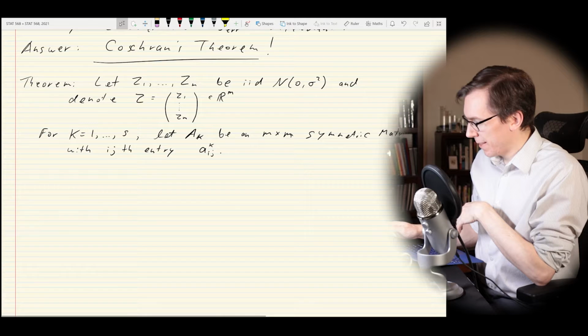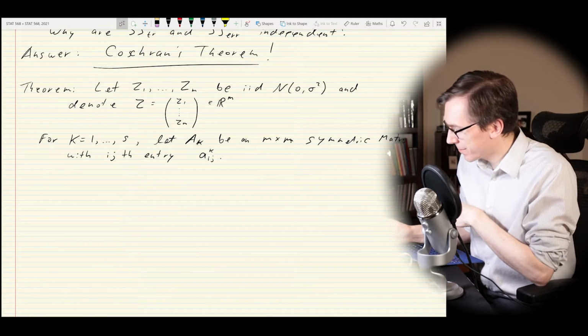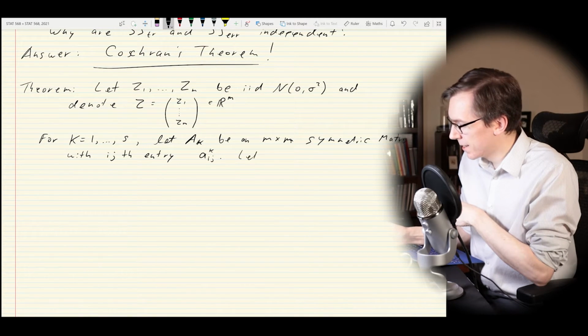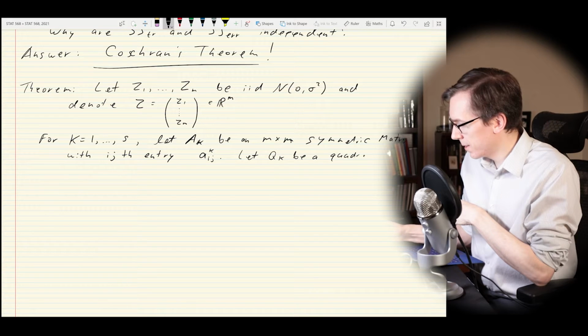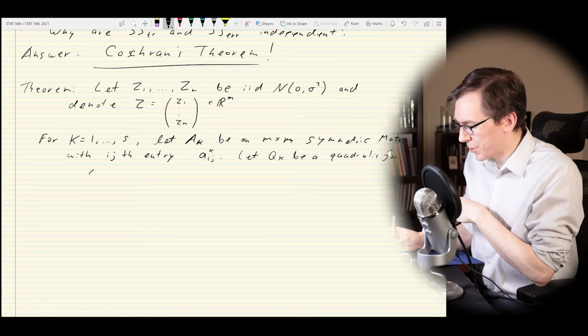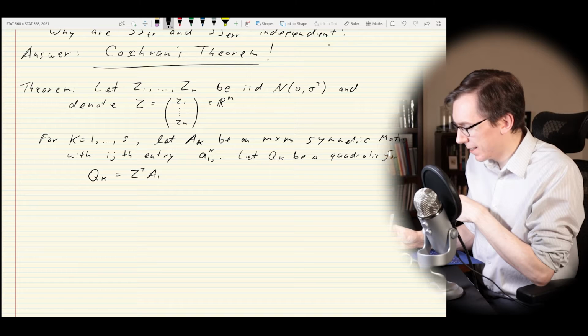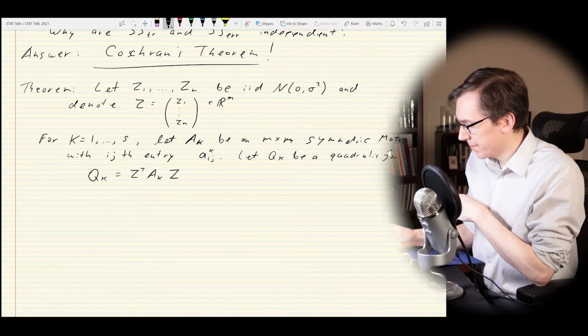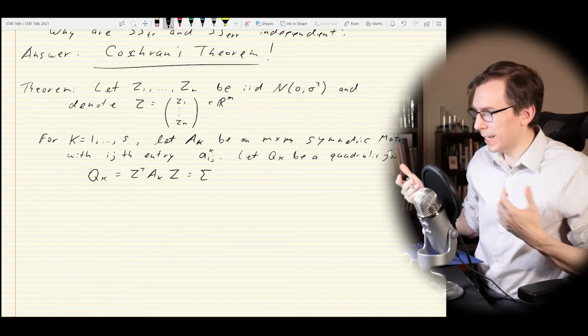Let's bring this to about there. That should give me enough room. And then we say let Q_k be a quadratic form, which is just a sum of squared things, in a sense. And what we'll do is denote it by Z transpose A_k Z, and that's the matrix vector multiplication form.